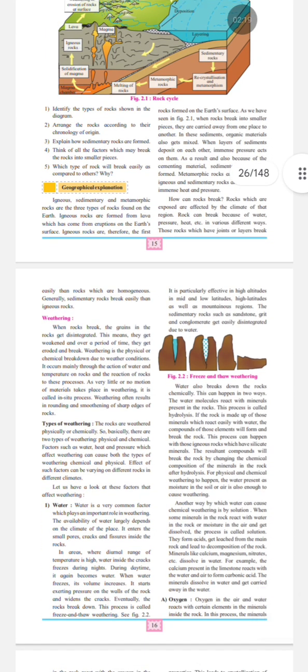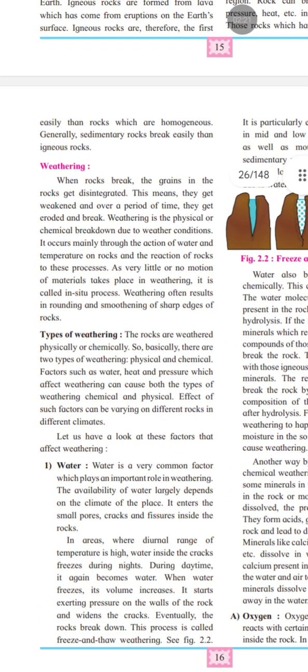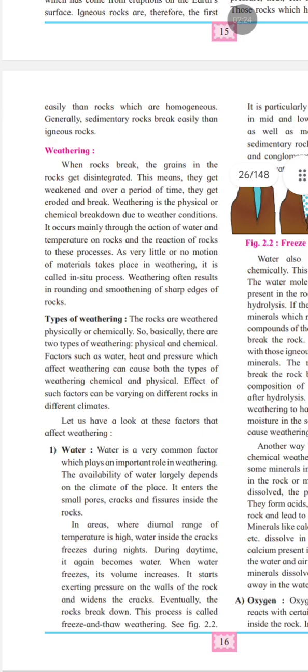Now we will begin with weathering. So now we come to our main topic, that is weathering. When rocks break down or disintegrate at the place where they are found, the process is called weathering. In simple words, weathering is the breaking down of rocks in their original place into small particles. It happens mainly because of water, temperature, pressure, chemical reactions and living organisms.